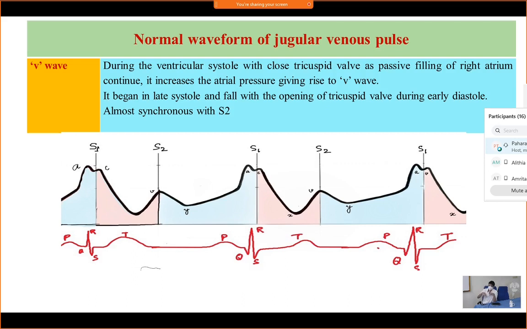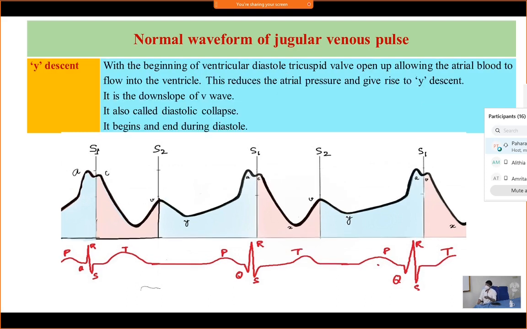As the blood is coming back to the right atrium, there is a passive filling of the right atrium. This passive filling of the right atrium during the ventricular systole, with the closed AV valve, increases the atrial pressure that gives rise to the V wave. So we get the V wave during ventricular systole, at the beginning of the ventricular systole. That's why we get it synchronized with the S2.